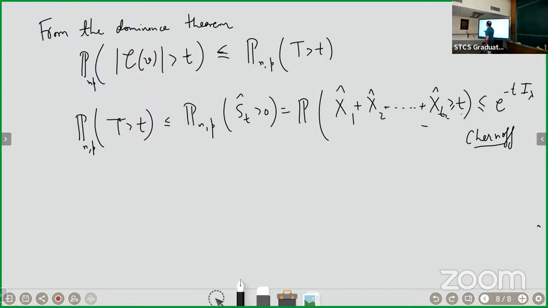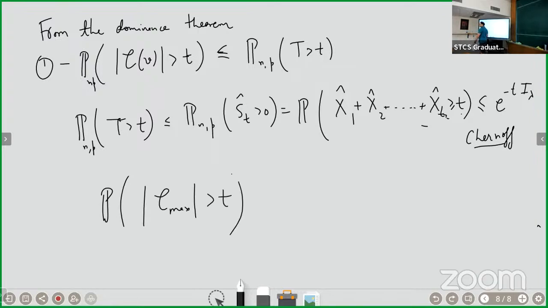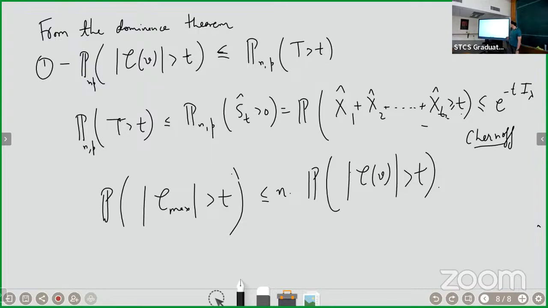So what is this equation? What is this connection to? The probability that C max is greater than t is at most n times the probability that the size of the component of V is greater than t. This is by brute force union bound. So how much do I get? I get n times e to the minus t times I lambda.